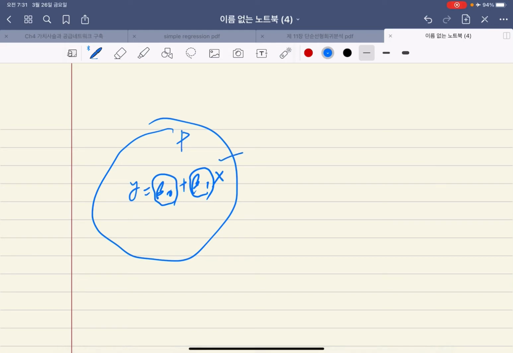Now, since it is very difficult to find these things, right, for population, you take sample from population, right? And then you find estimates of beta 0 and beta 1, right? So basically, from sample, right, you want to find the estimates for beta 0 and beta 1, right? In this case, B0 for beta 0, right? B1 for beta 1, right? That's the basic idea here, right?